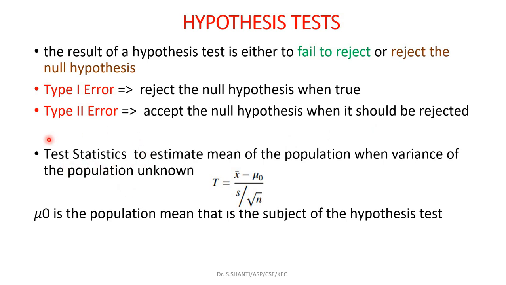This is the one-sample test statistic. When we use the t-test statistic, we are estimating the mean of the population, and the variance of the population is unknown. So we will use the t-statistic. What is the formula to compute the statistic value? It uses the mean of the sample, then the population mean, which is the subject of the hypothesis test, then the standard deviation of the sample, and the number of objects in the sample.